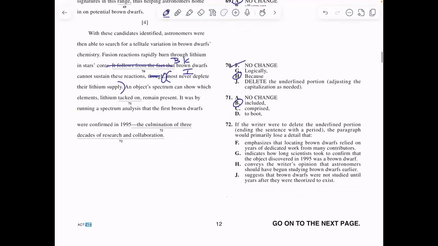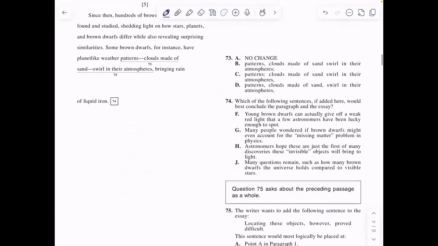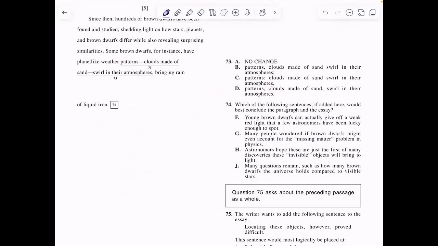So we are a culmination of 3 decades of research and collaboration. They're saying the existence of brown dwarfs was confirmed because of 3 decades of research and collaboration, which sounds like a lot of time and energy and work. Probably F, but let's see. Yeah, I would go F, just because it's indicating how important it was, how much effort and time went into it. Last page. Okay, 73.